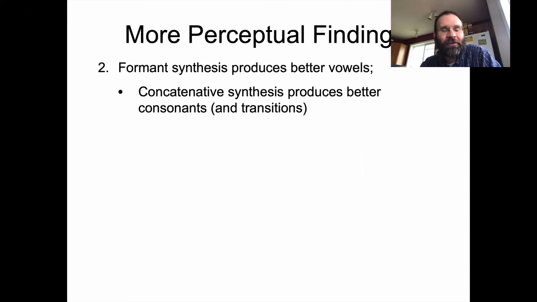Formant synthesis tends to produce better vowels when people look at how well these things are perceived. Concatenative synthesis will tend to produce better consonants and transitions because it incorporates that transition information between phonemes through just recording the natural versions of them.